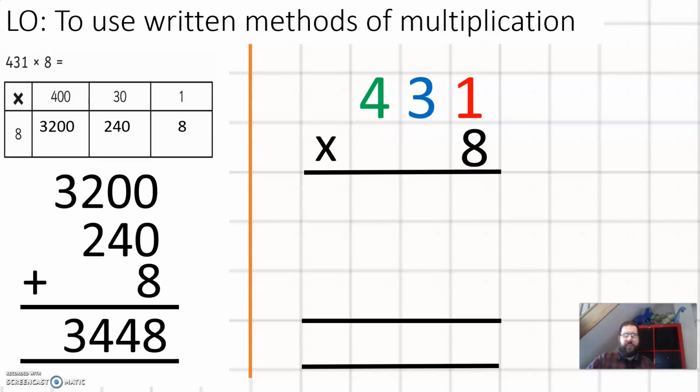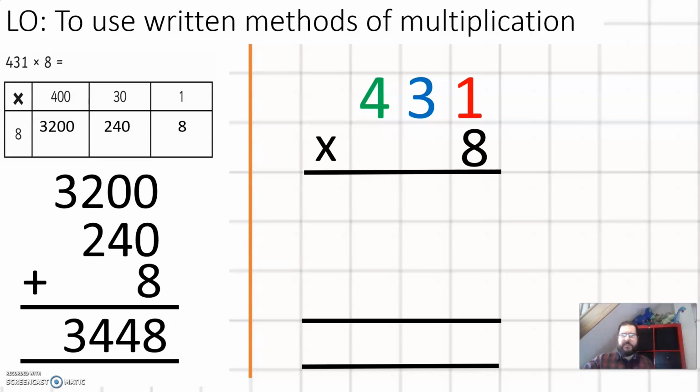So today, the first method that we're going to look at is called the expanded method of multiplication. So for that one, we're going to take the same example of 431 multiplied by 8. And again, we're going to partition the number 431 into its different place values. So we have 1, 30 and 400, and we're going to multiply that by 8 again.